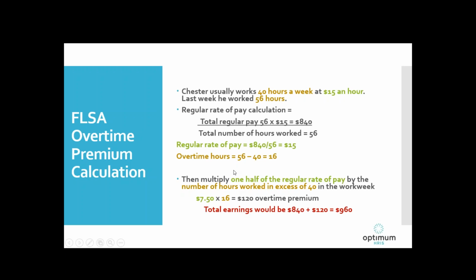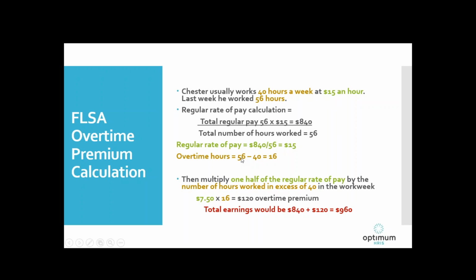In this example, Chester usually works 40 hours a week at $15 an hour, and last week he worked 56 hours. So to find Chester's regular rate of pay, we'd take his total regular pay, 56 hours times $15 for $840, and divide that by the total number of hours he worked, 56. So to find his regular rate of pay for last week, we'd take $840 divided by 56 to come up with $15, which is actually his normal pay rate.